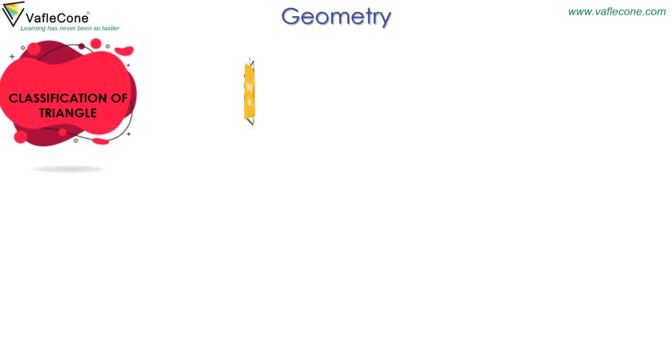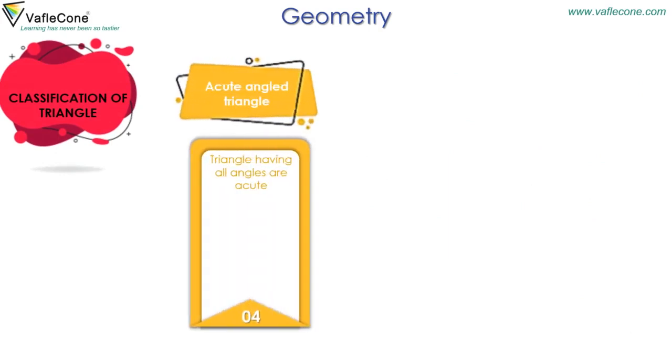Classification of triangle. Acute angled triangle. A triangle having all angles acute. In triangle ABC, angle A, angle B and angle C are smaller than 90 degrees.